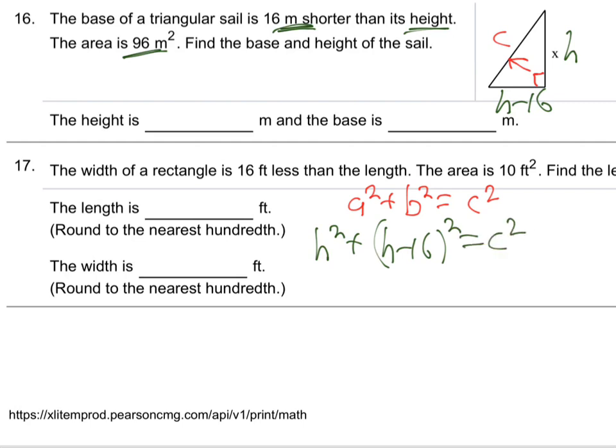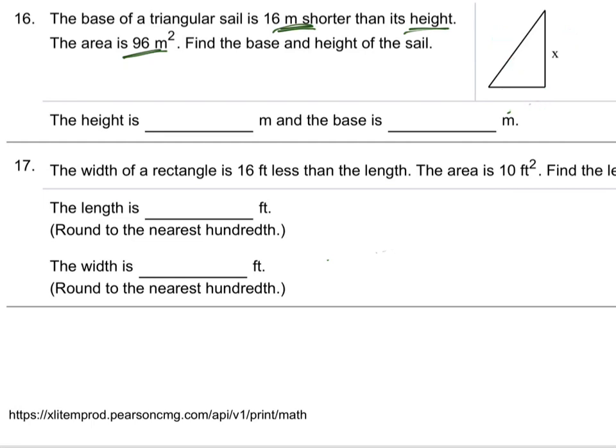Oh, and I'm sorry, I'm totally doing the wrong thing. I'm not reading the question. Let's try that again. That was bad math. I apologize. Let's try this again. This is h minus 16. This is h. They want area.